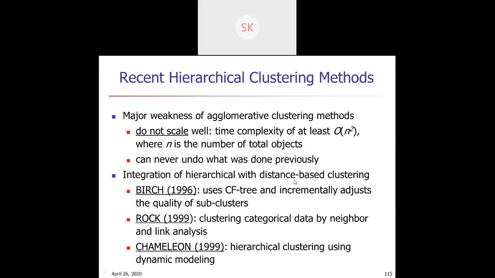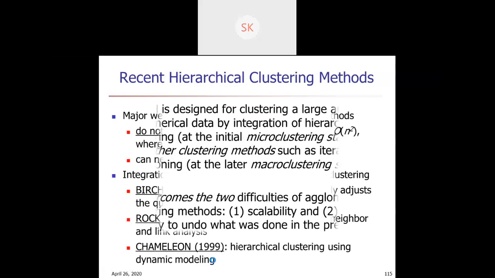So, integration of hierarchical clustering with distance-based clustering. After these two, agglomerative and divisive, BIRCH uses a CF-tree and incrementally adjusts the quality of the subclusters. You can observe that the drawbacks are overcome in these three methods. In 1999, the ROCK method was introduced, clustering categorical data by neighbor and link analysis. Then Chameleon, 1999, hierarchical clustering using a dynamic model.